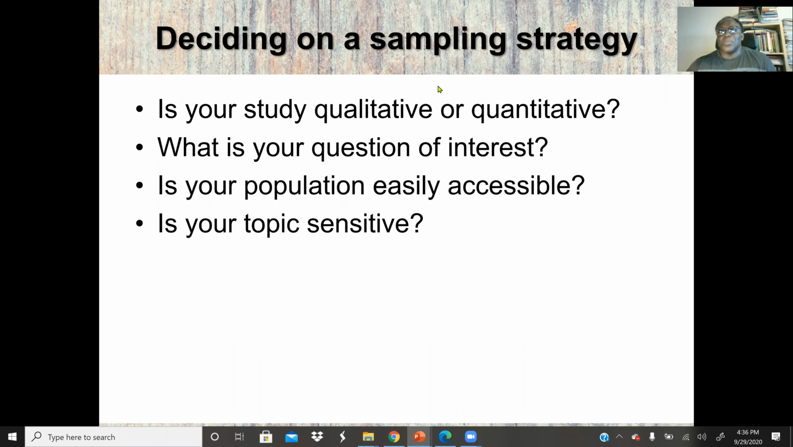So deciding on a sampling strategy, first, there are 4 questions here we have to ask. One, is your study qualitative or quantitative? What is your question of interest? And also, is your population easily accessible? And also, is your topic sensitive? So these are the 4 questions. Based on these 4 questions, we may know, again, what type of sampling strategy we should use, whether probability or non-probability.